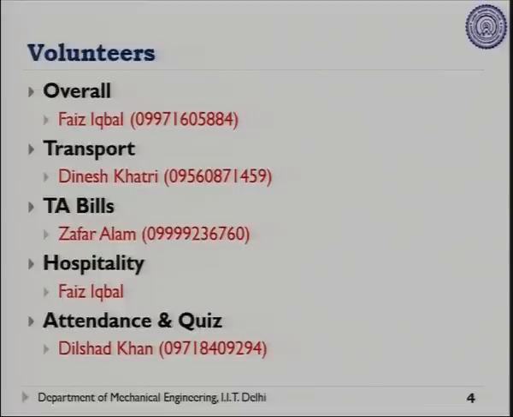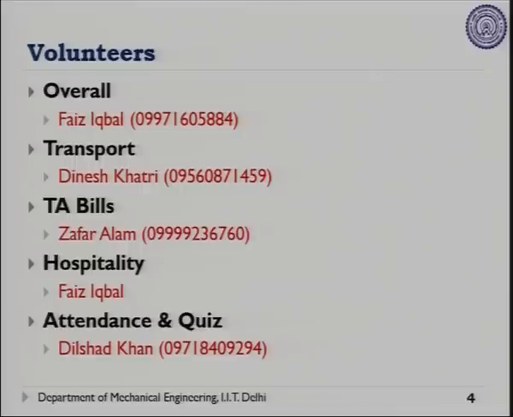I have already placed a TA bill form in your bags. Please fill it today positively. They will start the process of reimbursement, and then reimburse it within 3-4 days. Zafar is taking responsibility of that. Please attach all your tickets, fill the TA bill form, and then give it to Zafar. Zafar will collect it. So write down the number of Zafar in case you are not able to find him around.